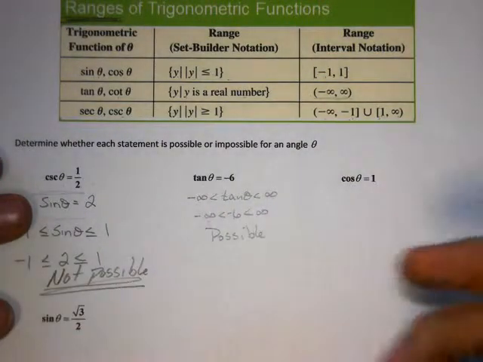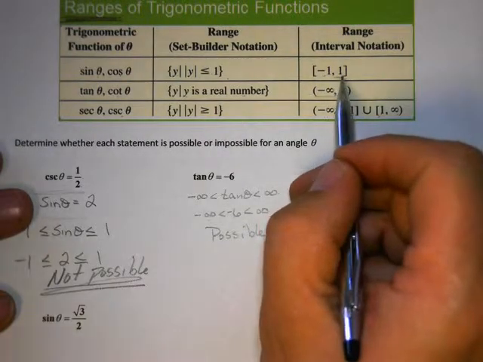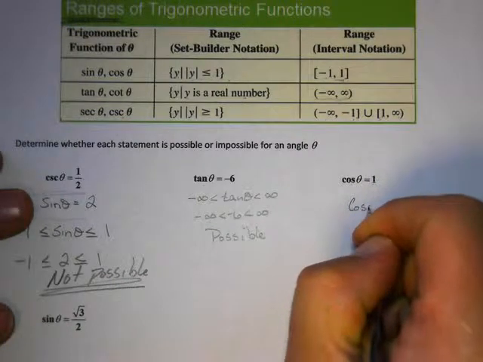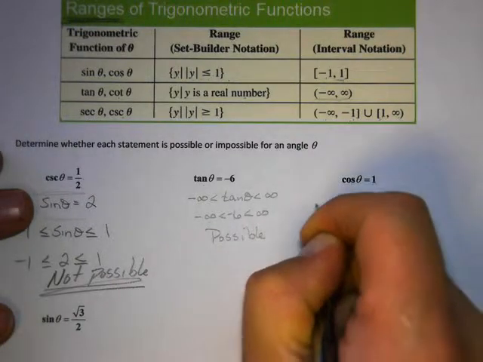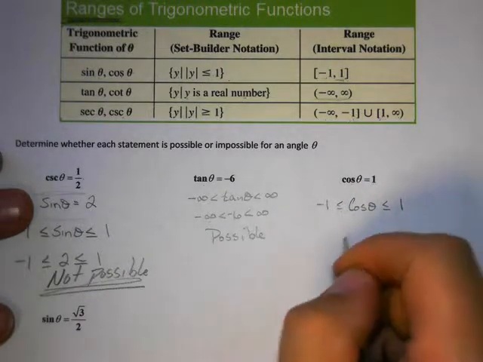Cosine theta equals 1. Cosine theta can equal 1. Cosine theta is between negative 1 and 1, but this is saying it can equal, it can include. So this is possible.